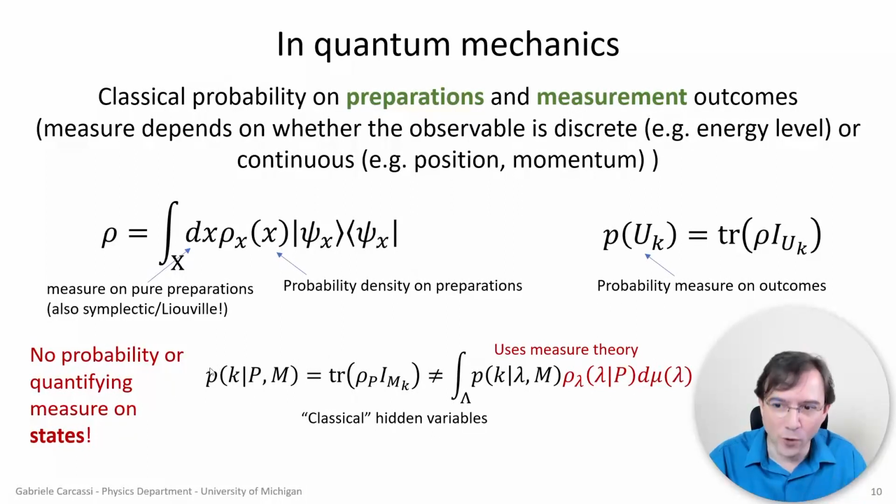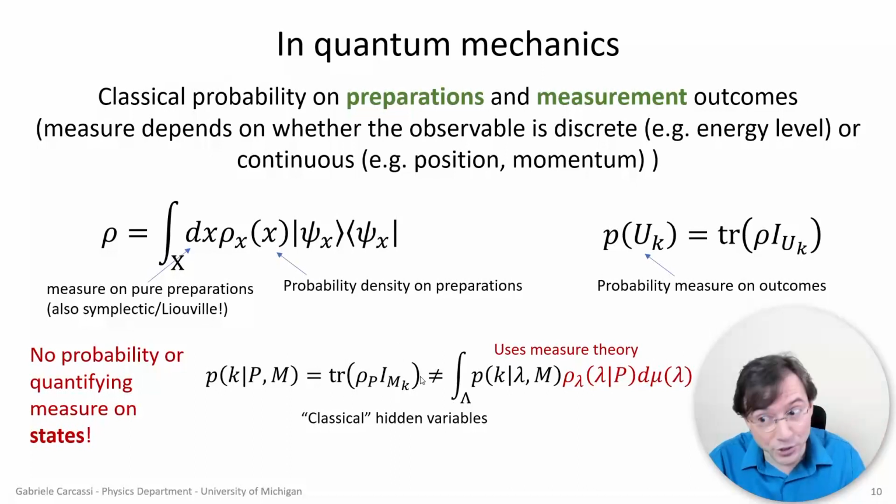In quantum mechanics, you have a probability of getting the k-th result of a measurement given some preparation and some measurement apparatus. As we saw, this is calculated as the trace of the density matrix corresponding to the preparation, times the operator that corresponds to the k-th outcome of the measurement. This works, and this is purely quantum.